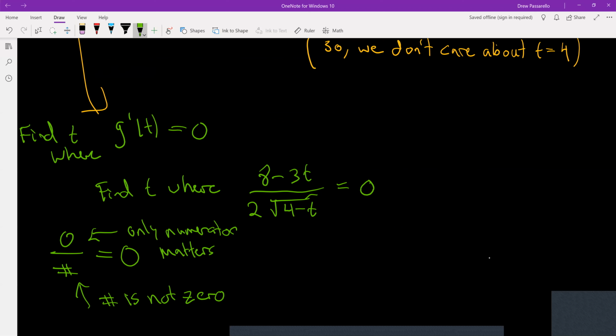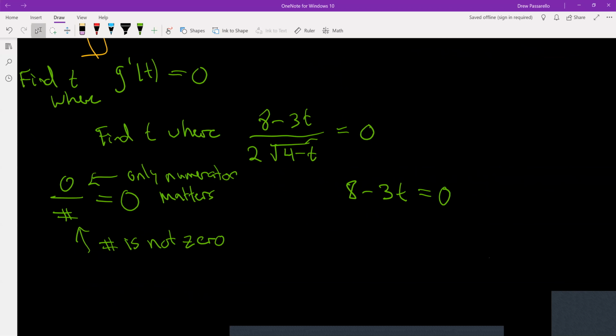All right, so really, I only focus on the 8 minus 3t. You could multiply both sides by 2 square root of 4 minus t and get to that same thing. And again, for all other values in which t is not 4, and in which t is less than 3, it's going to exist. But the point is that it doesn't matter what the number is in the denominator. It's just the fact that it's not 0. And so the number in the numerator is what counts, since we need 0 in the numerator in order for this fraction to equal 0.